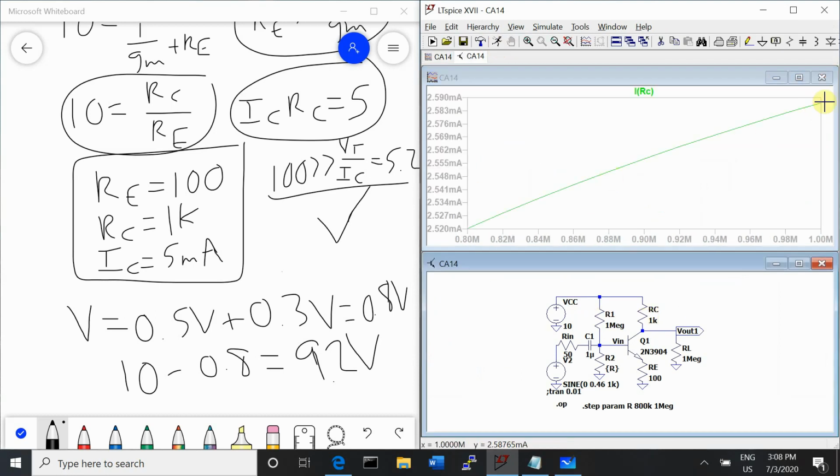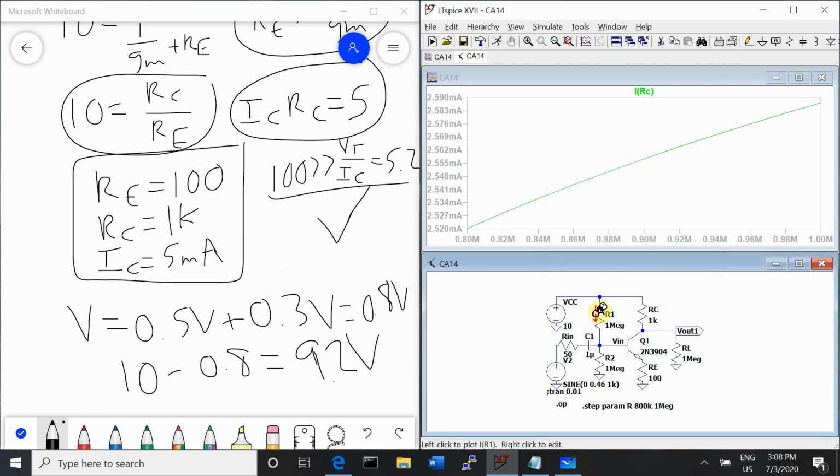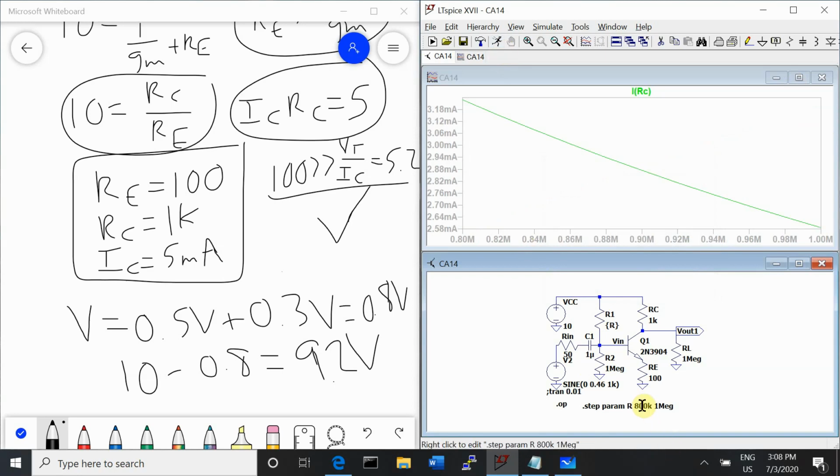Now we need a resistance much higher than 1 meg in order to get a current of 5 milliamps, and we don't want to use resistors that are higher than 1 meg, so we're going to set this one to 1 meg and sweep this one instead to something lower than 1 meg, because this analysis right here tells us that we want R2 to be larger than R1. So we still need to go smaller.